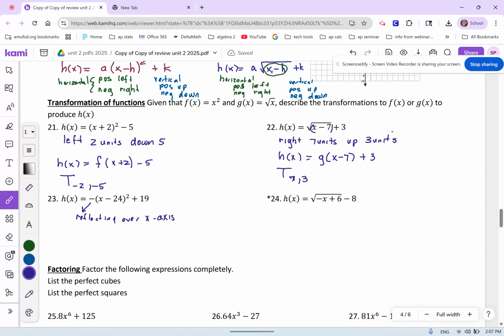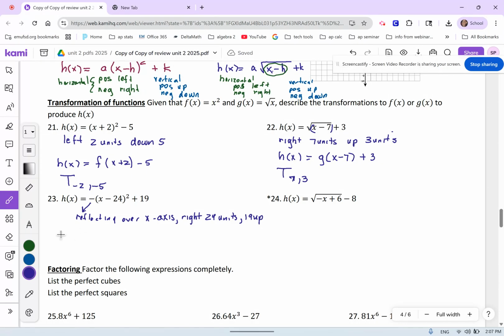Then what's happening? You're moving. Notice it's something in the parentheses, 24. If it's inside the parentheses, it affects the horizontal, and you're moving right, since it's negative, 24 units. The positive 19 on the outside, that's not inside the parentheses, means that you're moving 19 up.